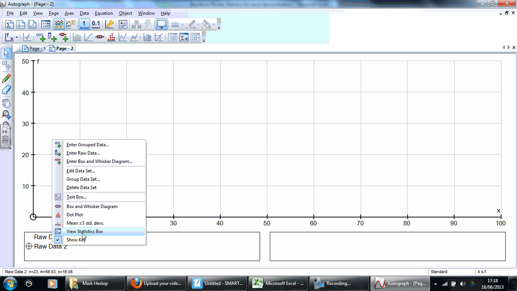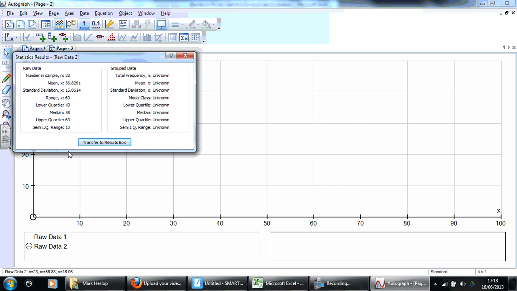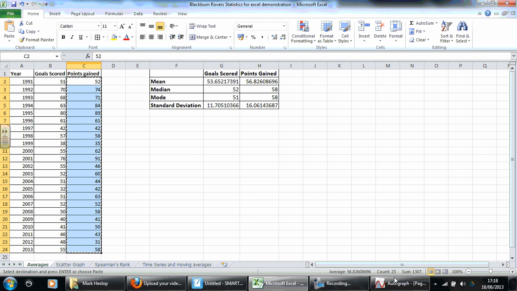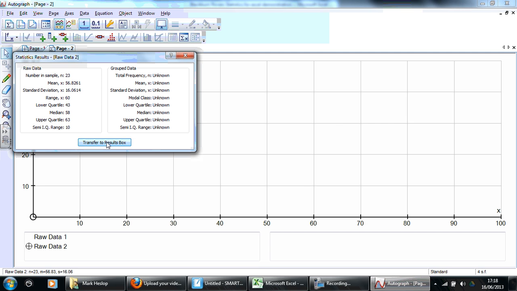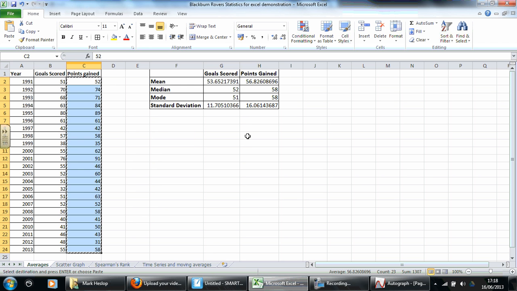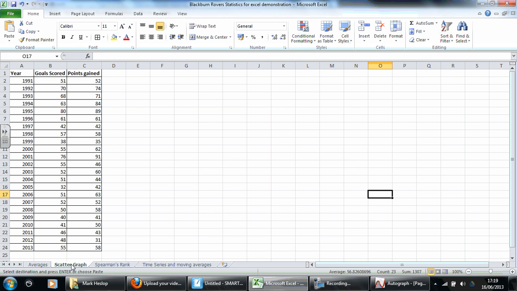View, that's called raw data 2. View, right click on that, view statistics box. And again, I've got all the statistics, which again do agree with what we got on Excel. So that's finding averages.